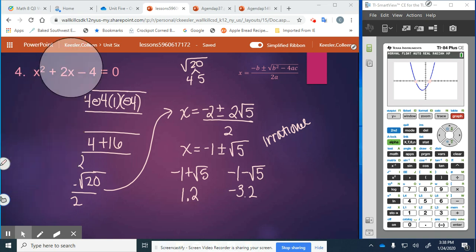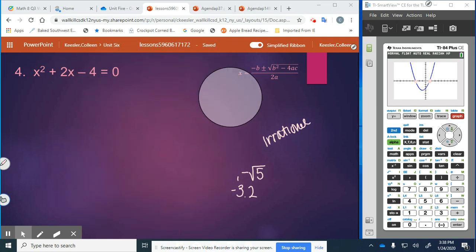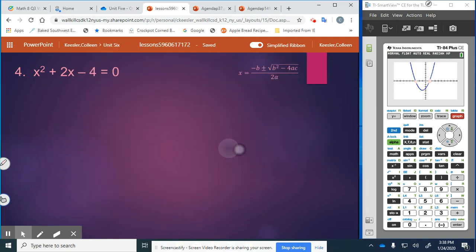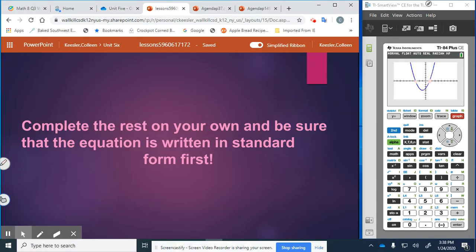All right, so this is some tricky stuff. You're really going to take your time when you're plugging it in and watch your signs. You guys are going to complete the rest on your own and be sure that the equation is written in standard form first. So the last two are not written in standard form. Make sure you rewrite them in standard form before you start to plug them into the quadratic equation. I'll be around to help you guys out, of course.